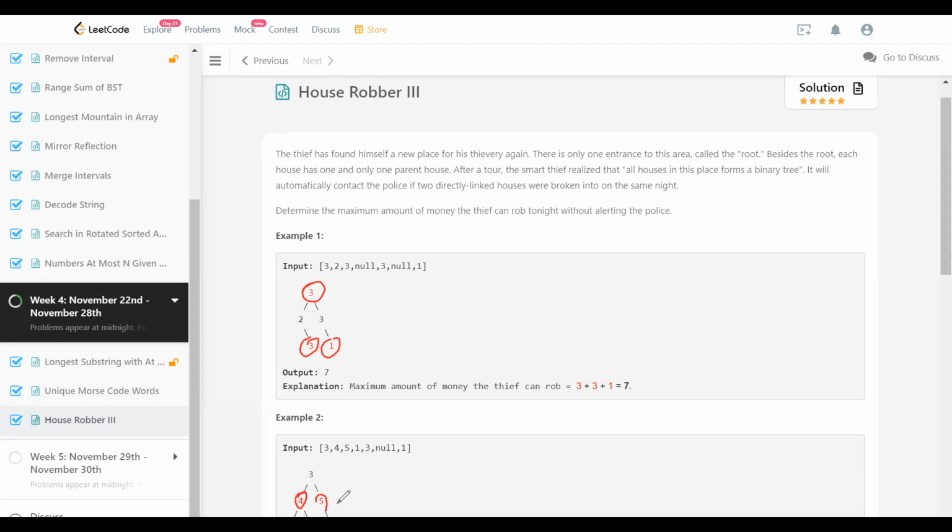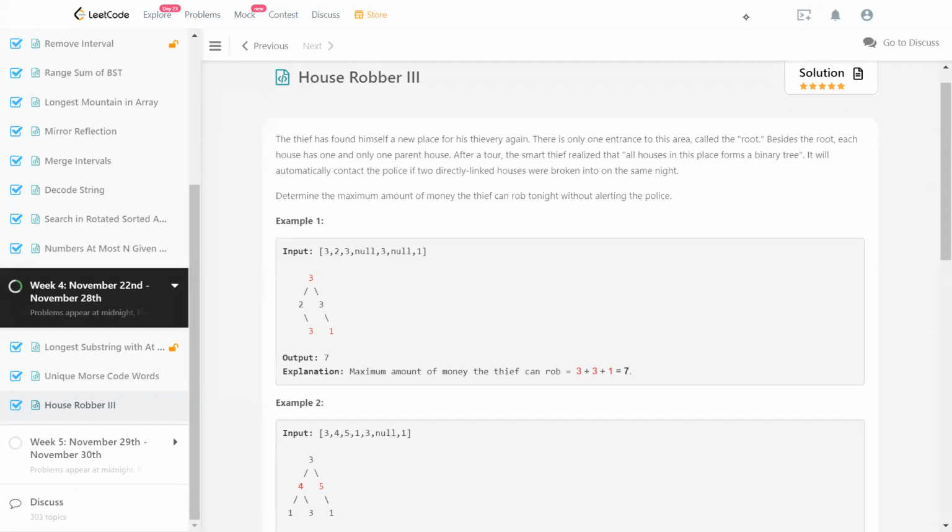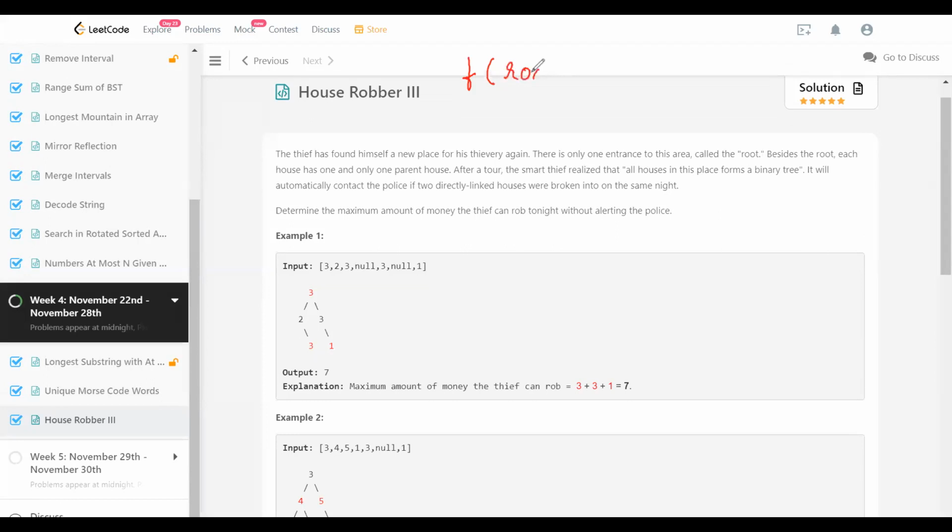So let's come up with an exhaustive logic and see whether we can stumble upon a dynamic programming solution. The way I'm going to approach it is we want to solve for this root, actually the whole tree. So the whole tree is represented by root. All right, that's what I call f of root. This is going to give me the final optimized answer, which is the maximum amount of money the thief can rob.